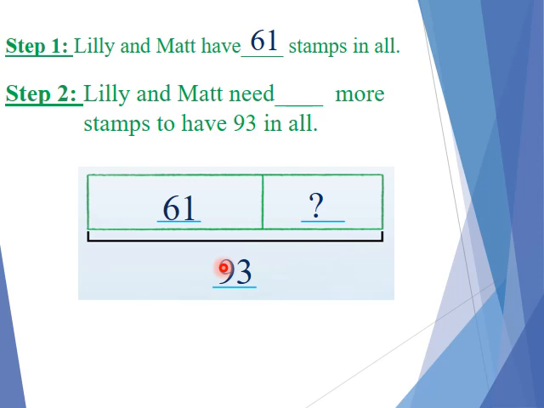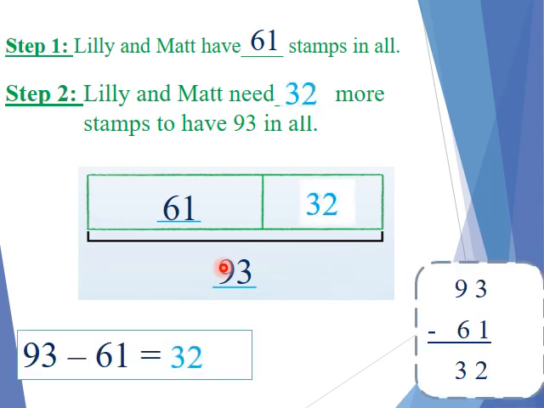Now we will subtract to find the difference. 93 minus 61 equals 32. Here we didn't have to regroup because 1 is less than 3. We could subtract 1 from 3. 3 minus 1 equals 2 and 9 minus 6 equals 3. It's 32. The difference is 32. Now we found the answer to the question. Lily and Matt need 32 more stamps to have a total of 93 stamps.